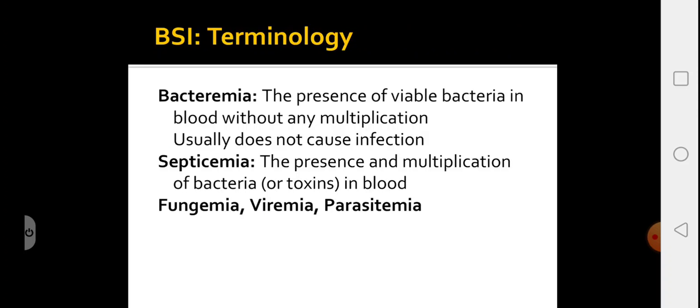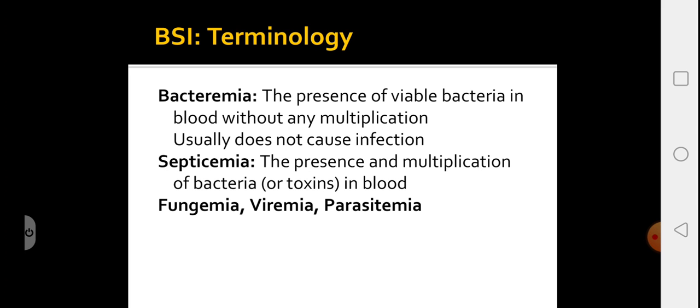Let us look into various terminologies. The definition of bacteremia: the microbiological definition is the presence of viable bacteria in blood without any multiplication. Because they're not multiplying, usually they do not cause infection.